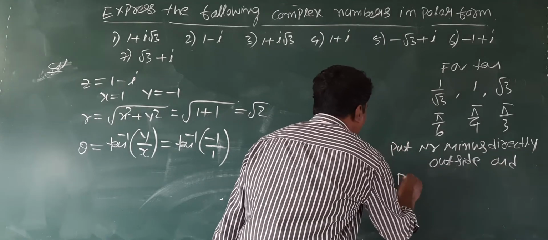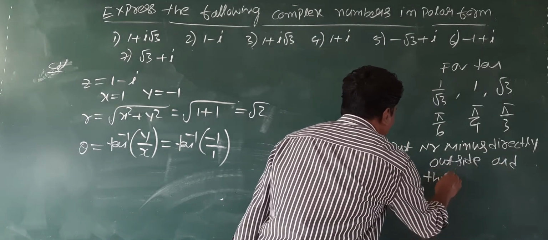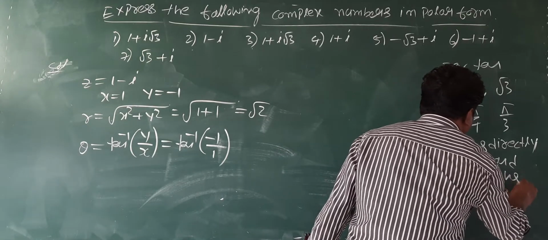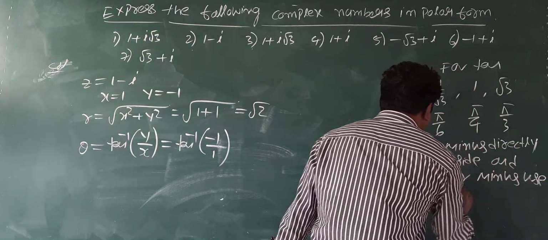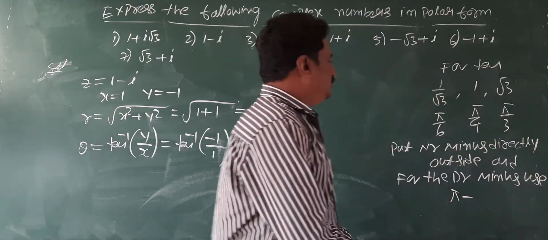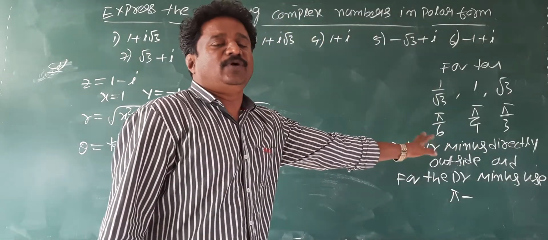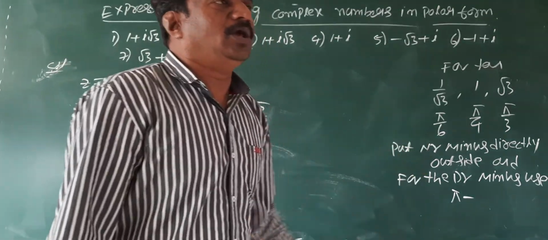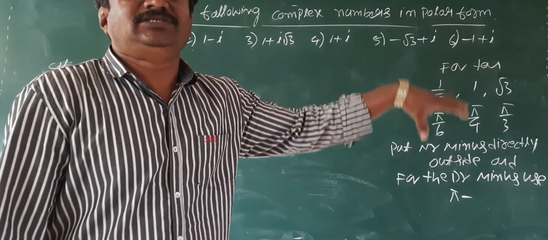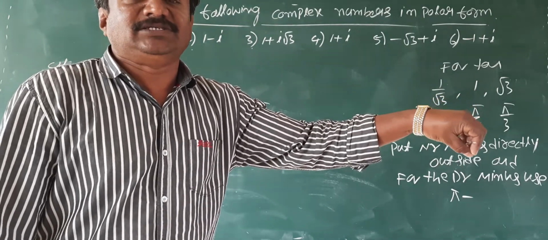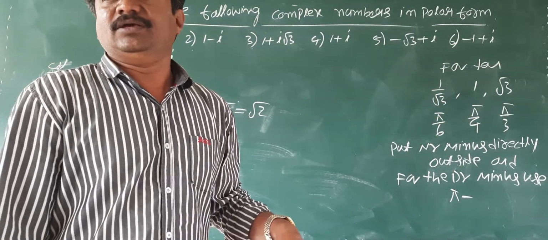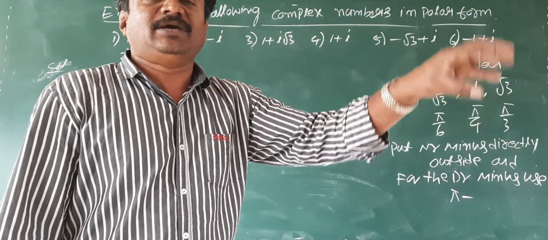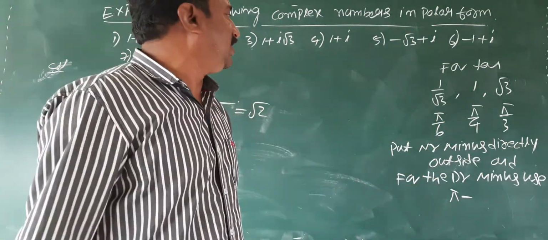And for the denominator minus, use pi minus. This I already told you: whenever theta is required, remember this. Put the numerator minus outside, and for the denominator minus use pi minus, and you will get theta correctly.